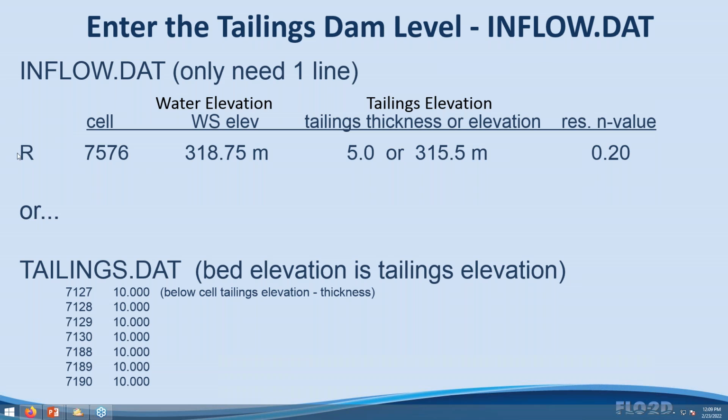Here's what you're going to assign in inflow.data: an R line for reservoir. Give it one cell somewhere in the middle of the reservoir or near the dam, but inside the reservoir. Assign the water surface elevation if there is one in the tailings dam, and assign either the tailings dam thickness or the tailings dam surface elevation. And then you can assign this, which is optional.